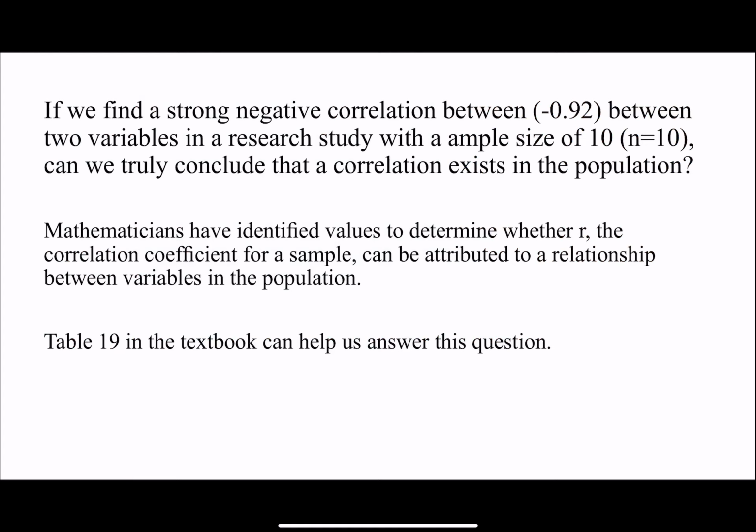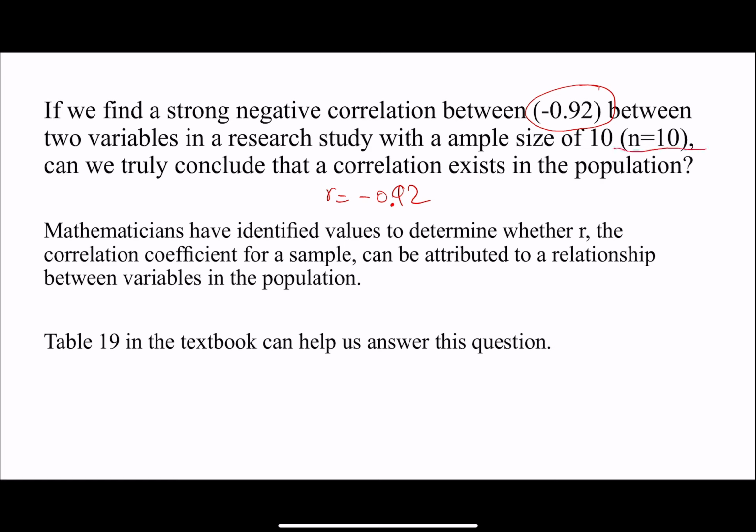Well, how strong is it? Can we rely on the numbers that we get from this equation? Let's say we have a strong negative correlation between two variables, the value of negative 0.92. That's a correlation that we have calculated, okay? So r is negative 0.92. But we have a sample size of 10, which is not actually a big number. Can we truly conclude that there is a correlation between these two variables in this study? What can we do?